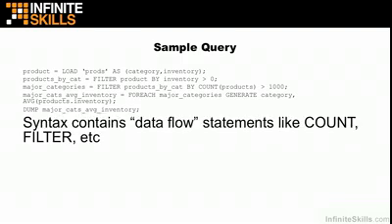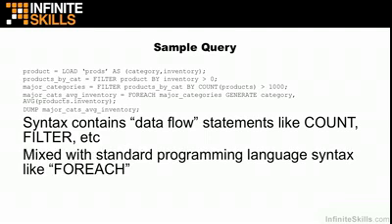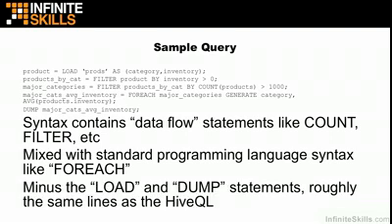Again, you can see here that the syntax contains data flow statements like count, filter, and so on. It's also mixed with standard programming syntax such as for each statements. It might be a little bit harder to wrap your head around than SQL statements, as we saw with HiveQL, but we can see that this offers a bit more richness and variety in how we can process our data. Minus the load and dump statements that we have at the top and the end of the script, it roughly equates to the same amount of lines that we had in the HiveQL statement, which we see in the Hive Basics deck. This isn't always the case. Typically, Pig will result in more lines of code, but for smaller queries, the number of lines are roughly equivalent.